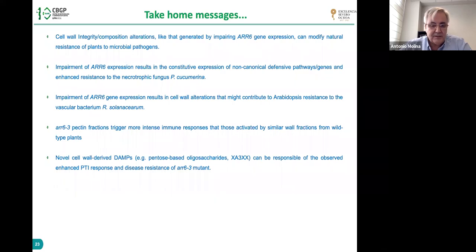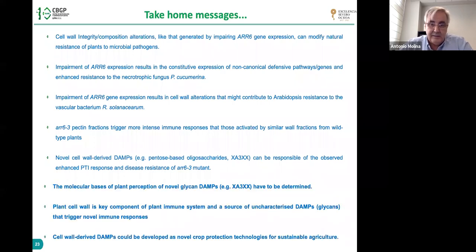And it's interesting to conclude that the molecular basis of plant perception of novel glycans has to be determined, in particular of this one, and another that has been published recently in the literature. And this is a clearly understudied field, that the plant cell wall is a key component of the plant immune system and a source of uncharacterized DAMPs, glycans, as we show with these two papers.